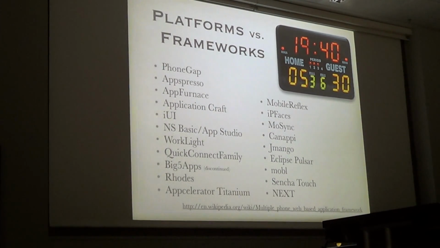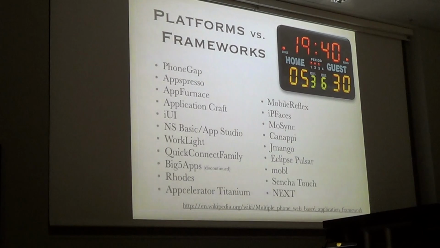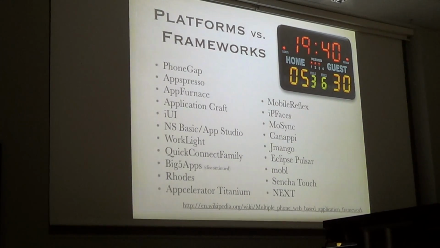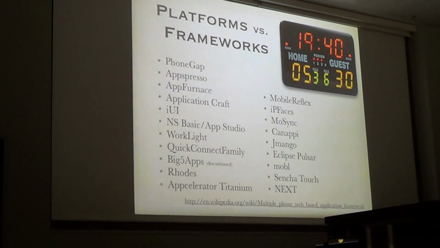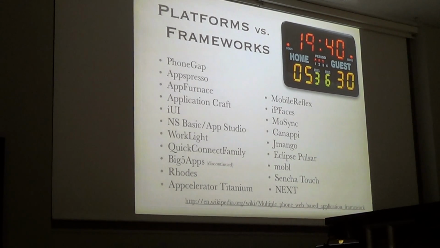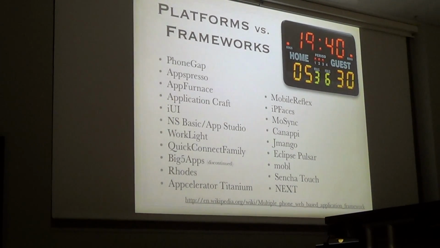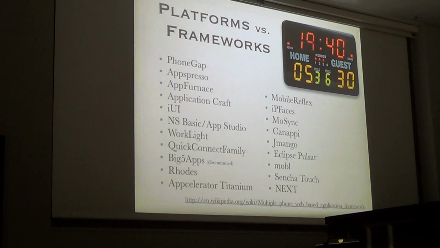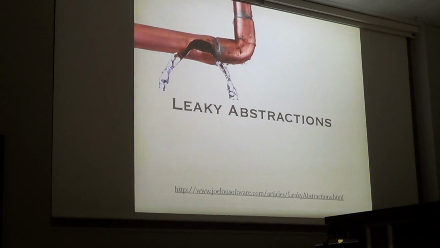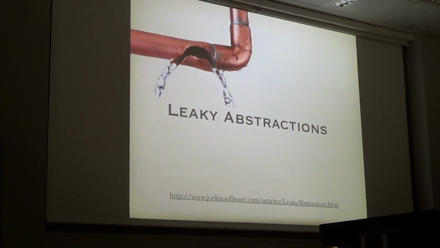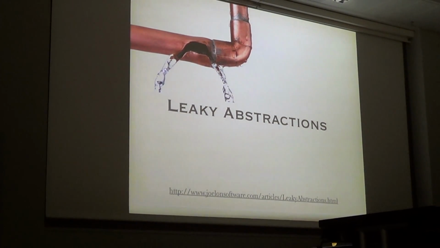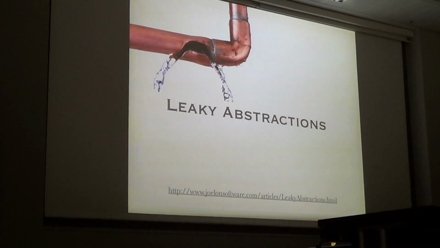Now, there's one thing that bothers me about frameworks. I don't have anything against them, but we come back and review some of them once in a while and we see that they're maturing. But there's one thing that bothers me, and that's the concept of leaky abstractions. I don't know if you've heard the term. The law of leaky abstractions was coined by Joel Spolsky 10 or 12 years ago. It says that any non-trivial abstraction will leak.